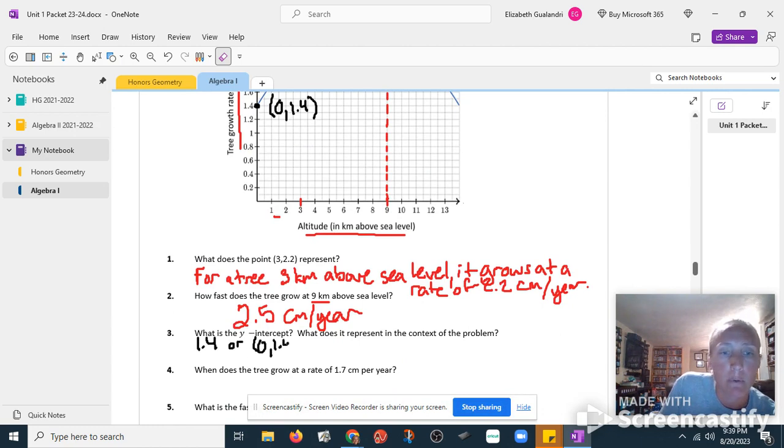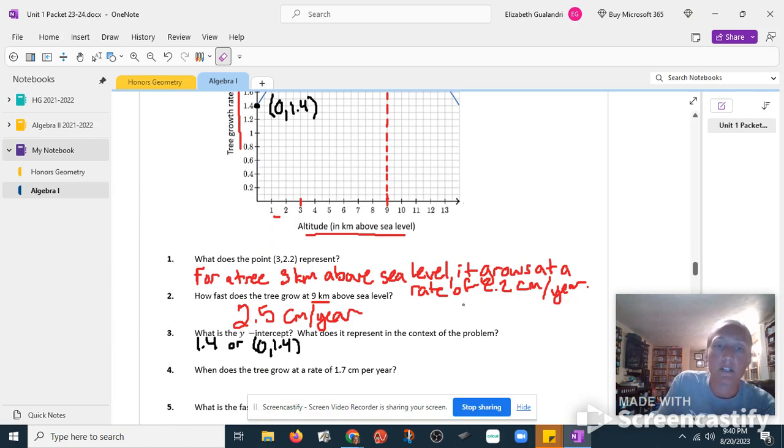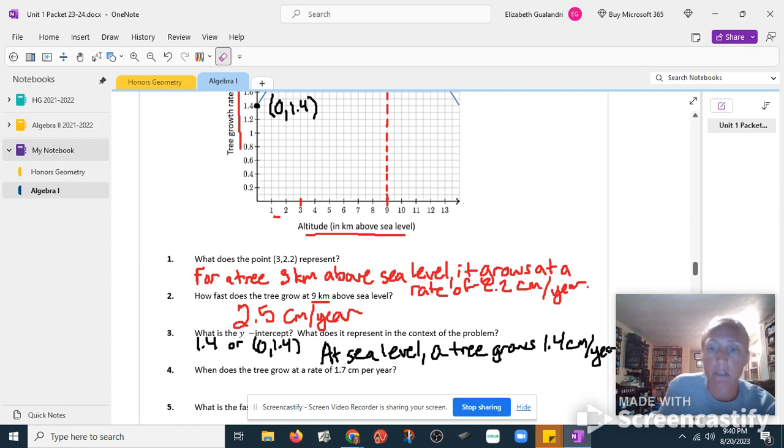So we have a y-intercept at, you could answer this as 1.4, or you could answer this as 0, 1.4. Again, I'm going to answer it this way because when we say represent in the context of the problem, if all you do is say 1.4 centimeters per year, what does that mean? So what it means in context of this problem is it means at sea level. So you could say 0 kilometers above sea level, but at sea level, it's giving the tree growth rate. So at sea level, a tree grows 1.4 centimeters per year is what that's giving us.